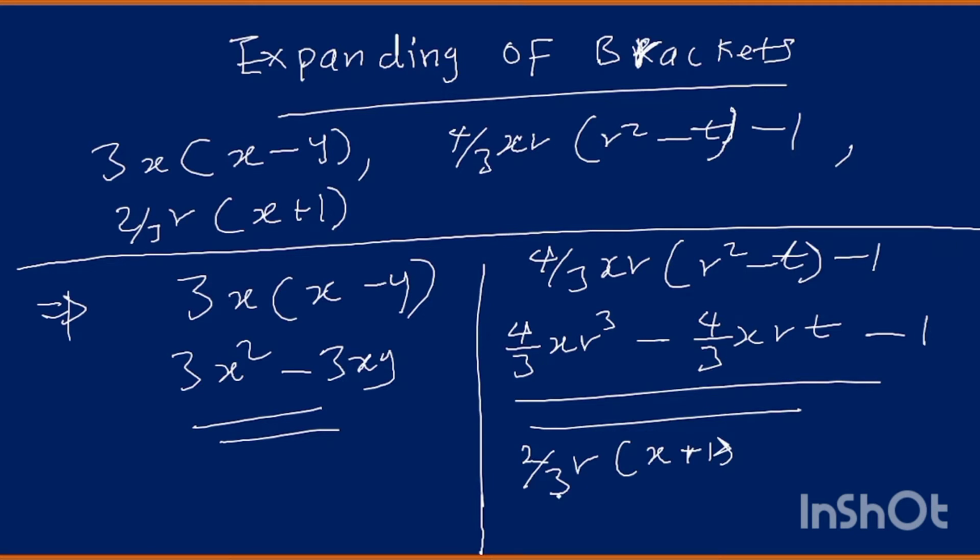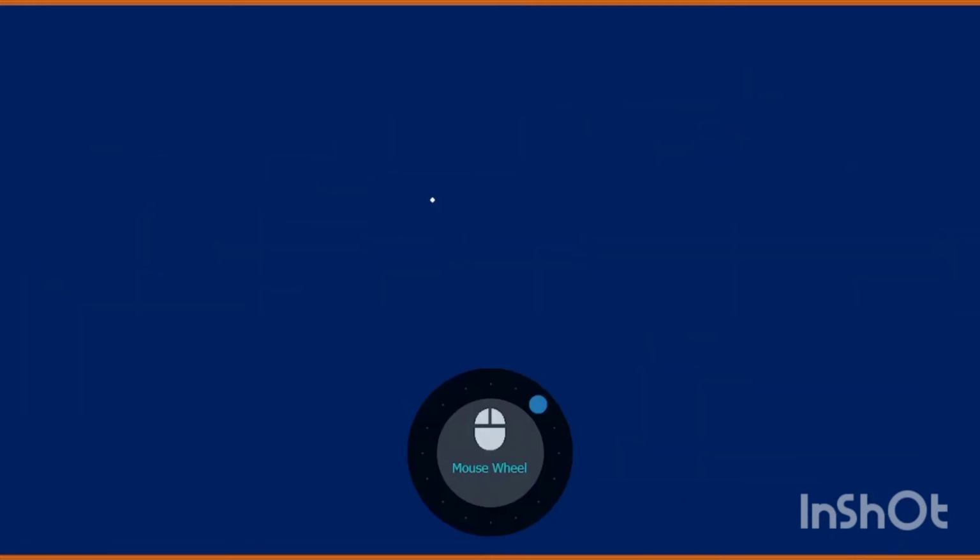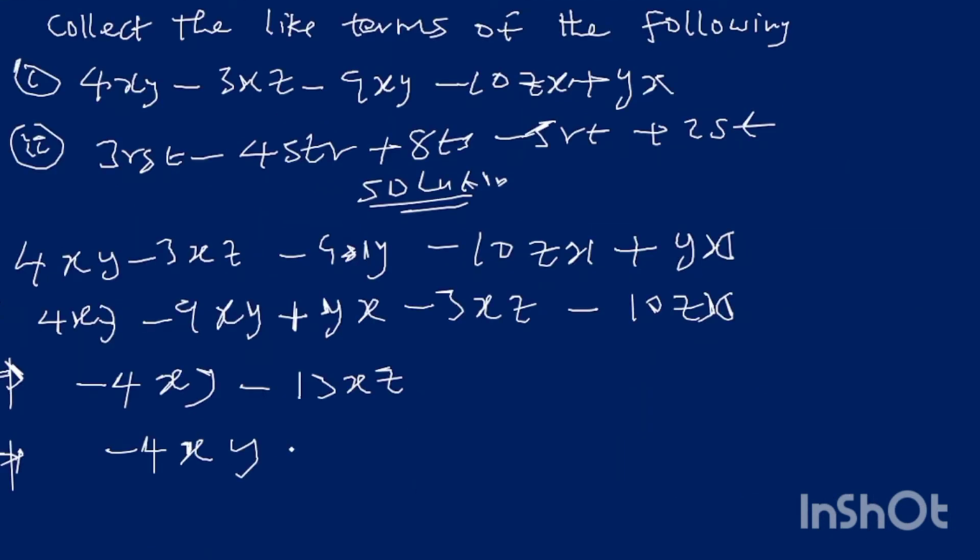So this is (2/3)r multiplied by x. This will give me (2/3)rx. (2/3)r multiplied by 1 will give me plus (2/3)r. So this is the answer for that one. So let's go to the next.